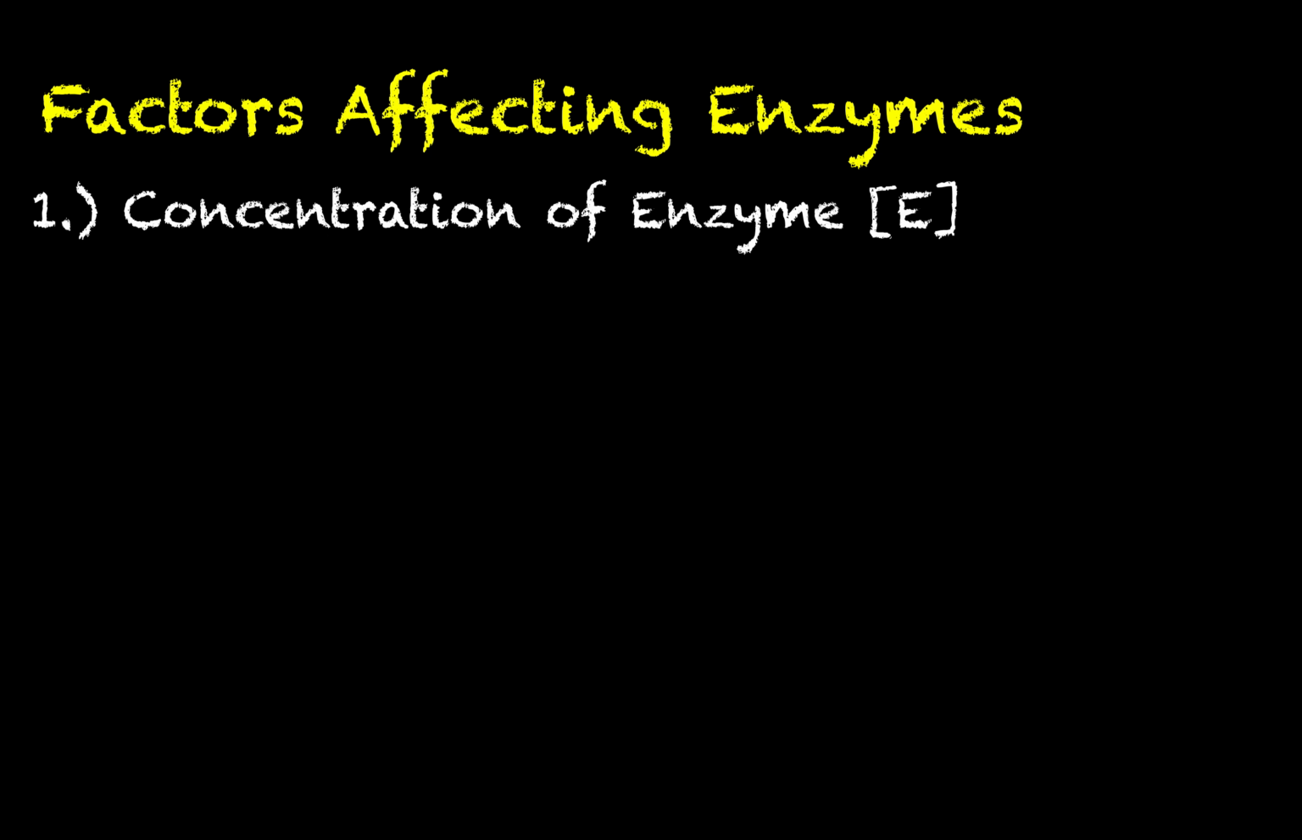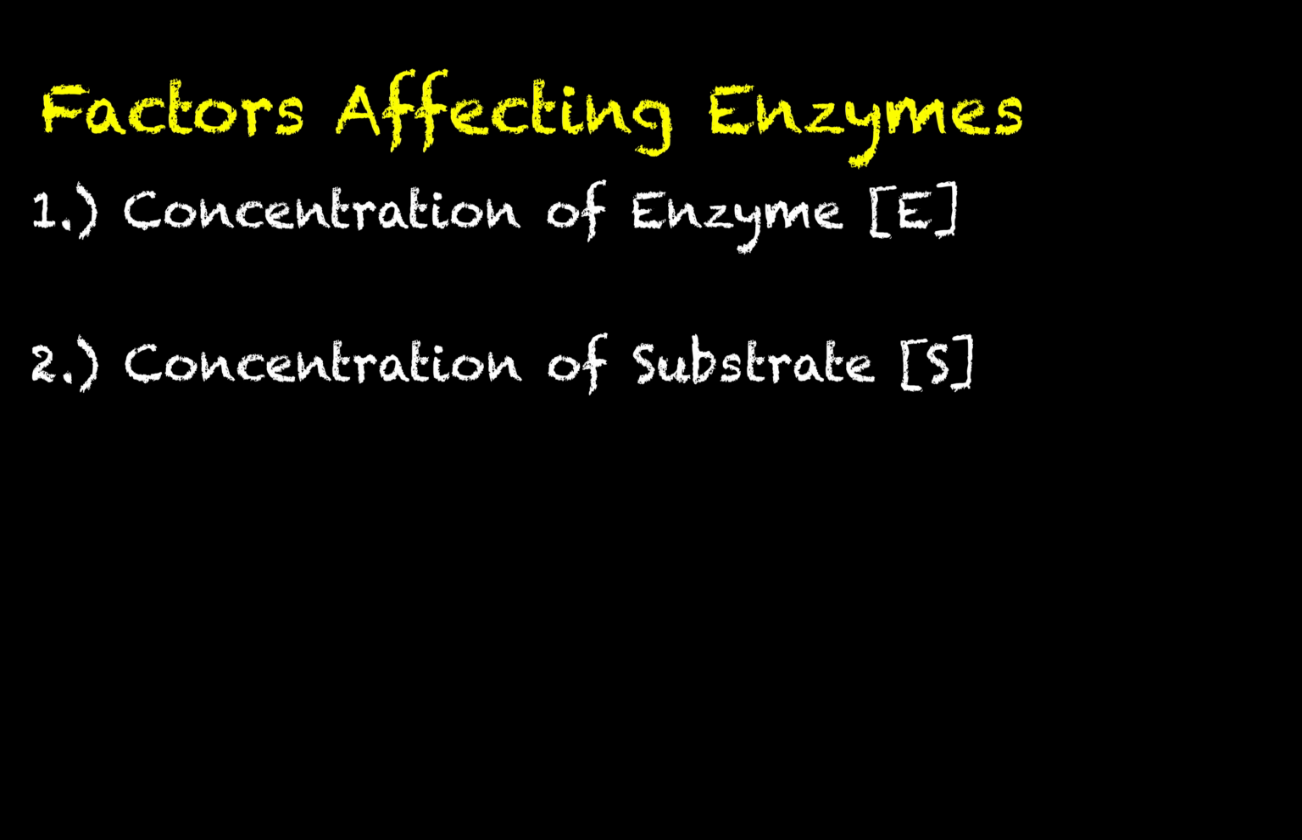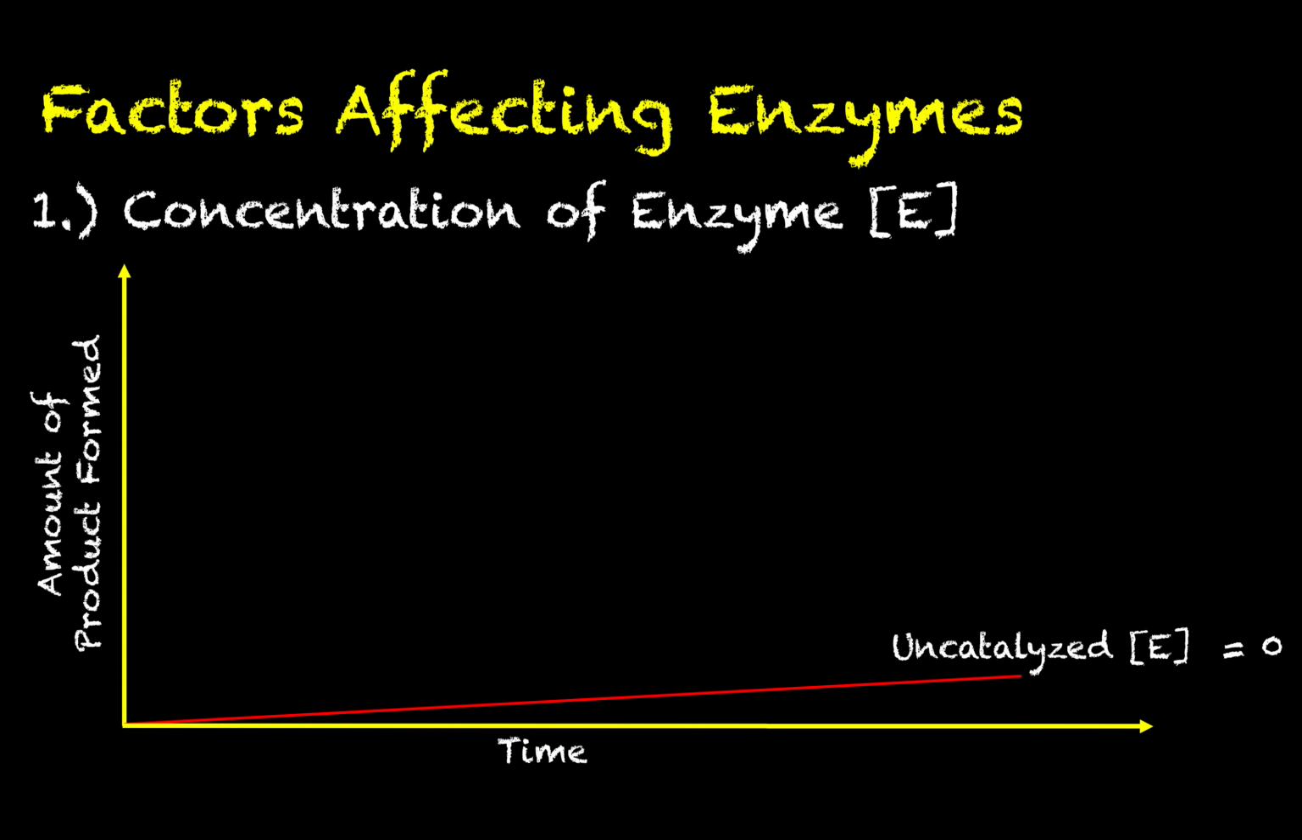So now let's discuss some of the factors that affect how enzymes do their job. The first one we'll talk about is the concentration of the enzyme itself. We'll also talk about the concentration of substrate. We'll talk about the temperature of the system, and we'll talk about the pH of whatever fluid this reaction is happening in. So if we consider concentration of enzyme, the simplest place to start is to think about a situation in which there is no enzyme and there is no catalyst.